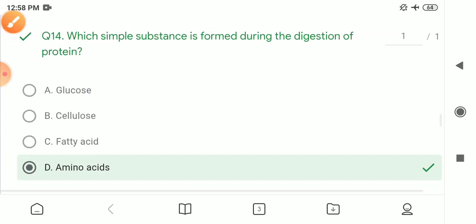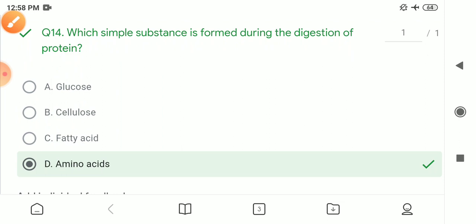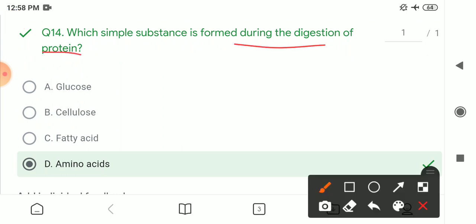Next 14th number. Which simple substance is formed during the digestion of protein? The options are glucose, cellulose, fatty acid or amino acids. So here your answer is option D, that is amino acid. Amino acid is formed during the digestion of protein.